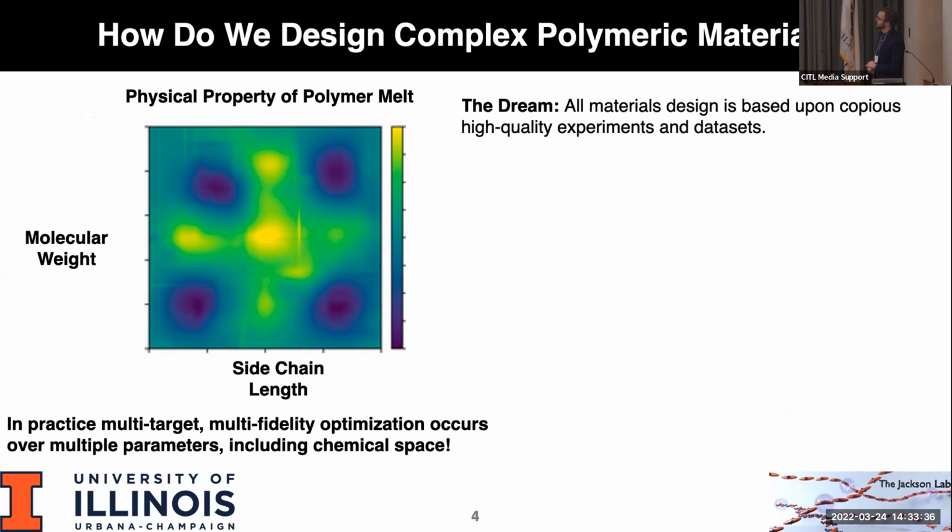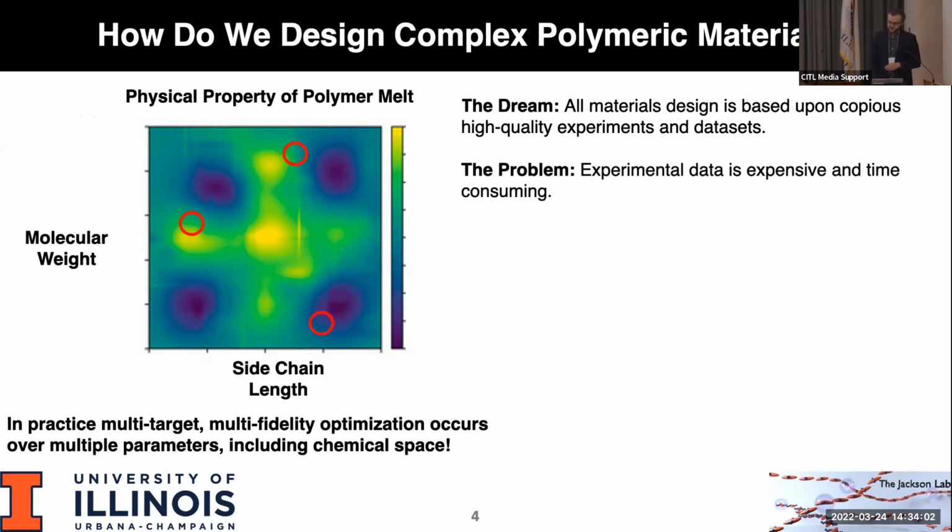But the dream, if I were designing this, would be that I would be able to sample anywhere in this space with copious high-quality experiments and data sets. But the reason this institute exists is because that dream is difficult. So I can spend a lot of time, a few months, generating a few points on this optimization surface, but it's so multidimensional and so challenging that the question is, where do these three points really get me at the end of the day? And so the problem is that it's expensive and time consuming.